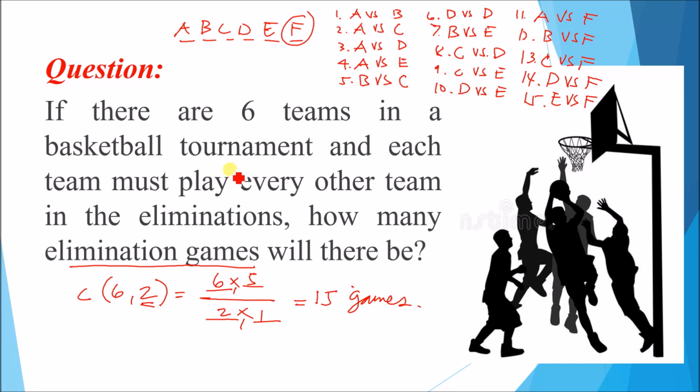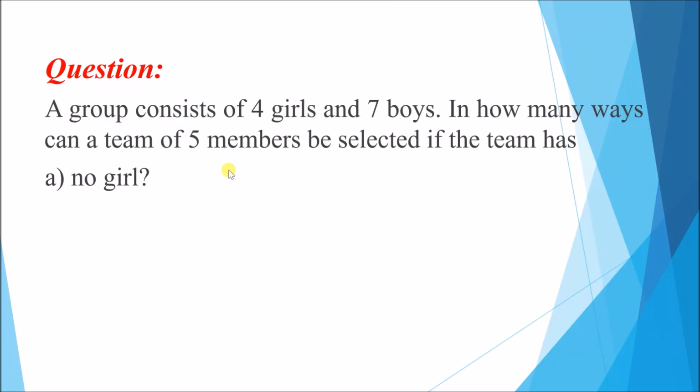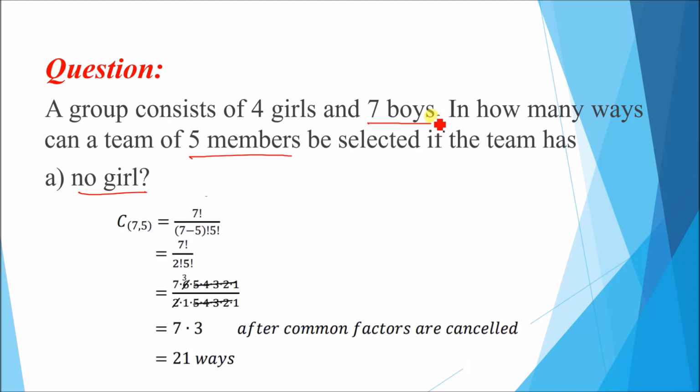Out of the 6 teams, mayroon tayo. And a group consists of 4 girls and 7 boys. In how many ways can a team of 5 members be selected if the team has no girl? Walang babae dun sa 5 members. Kung walang babae dun na pwede natin kunin, ibig sabihin, yung 5 members na ito, manggagaling na lang sa 7 boys natin. So our simple computation here is to get the combination of 7 objects taken 5 at a time. And you could have that 21 ways.